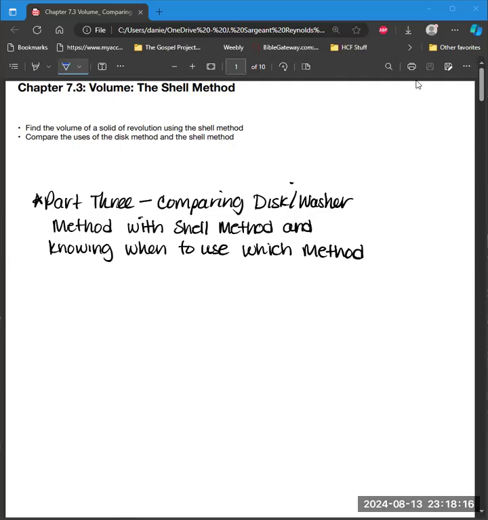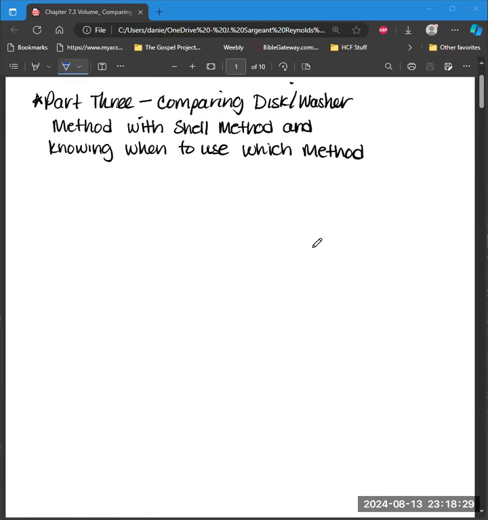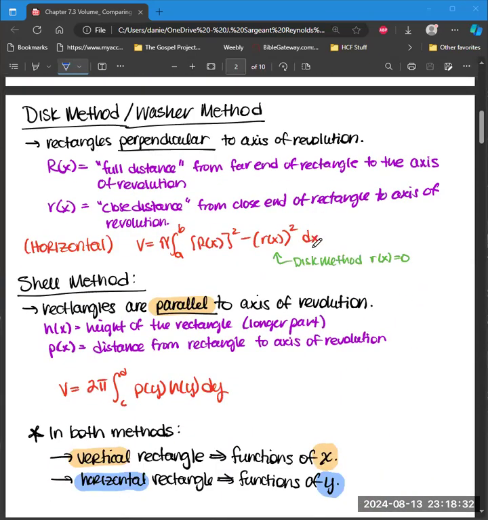This is our second video for 7.3 with the shell method. We're going to focus more on comparing the use of the disk washer method and the shell method this time. And we're going to do quite a few examples here and focus mostly on the setup.